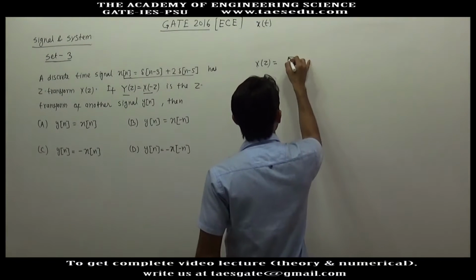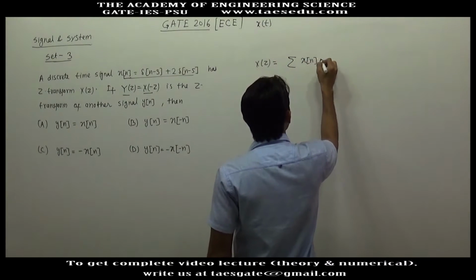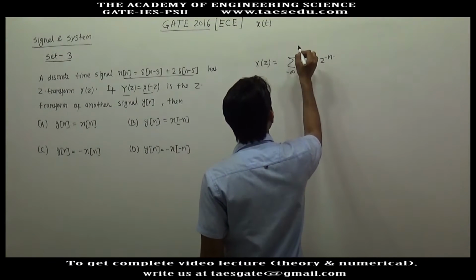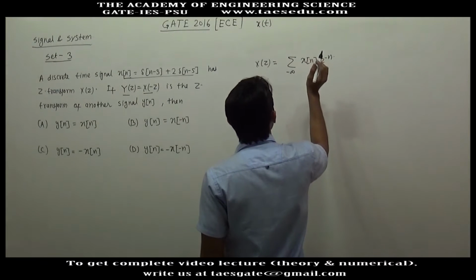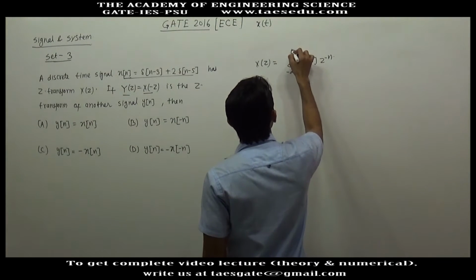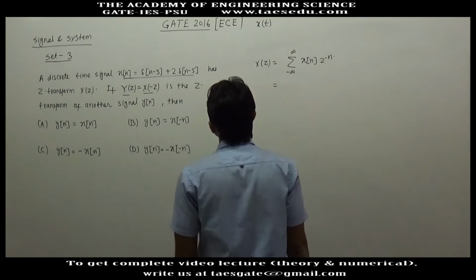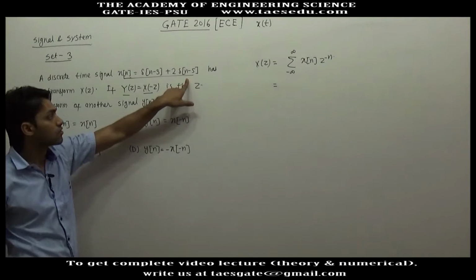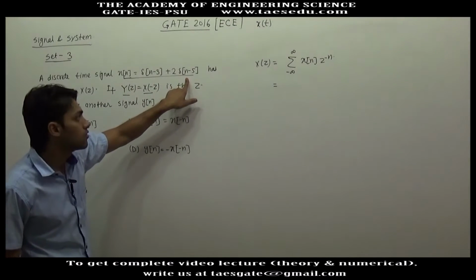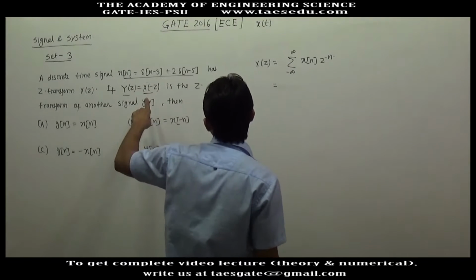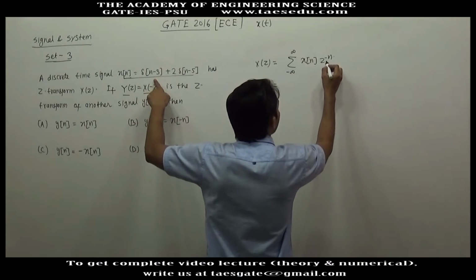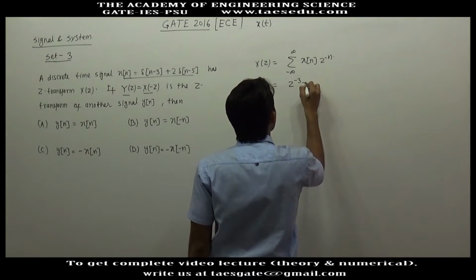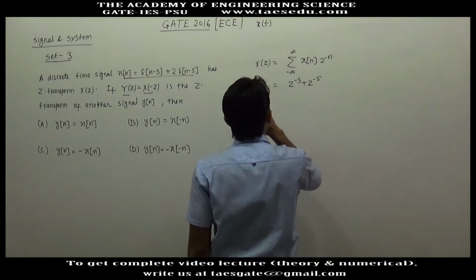The formula for X(z) is the summation of x[n] z to the power minus n, n varying from minus infinity to plus infinity. But this will give a value at n equal to 3, and the other non-zero value will be at n equal to 5. So when you put n equal to 3, the value is 1, and you will get z to the power minus 3 plus z to the power minus 5.